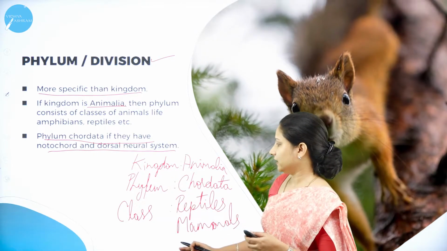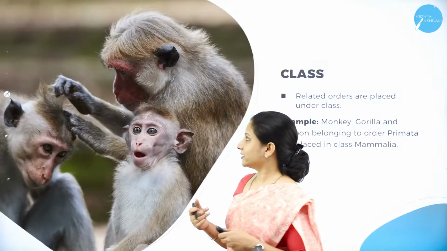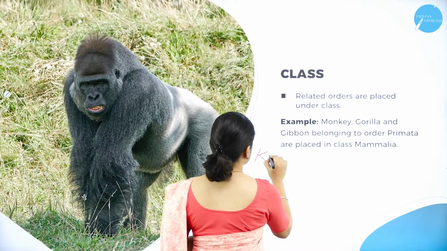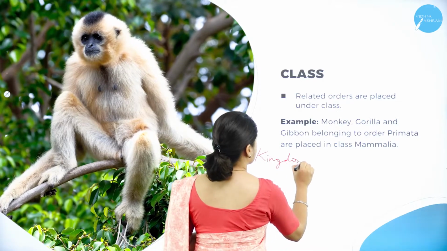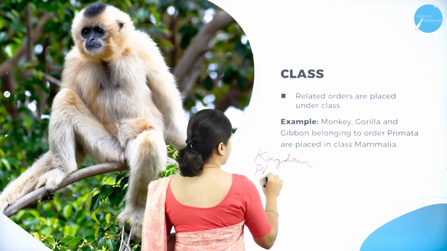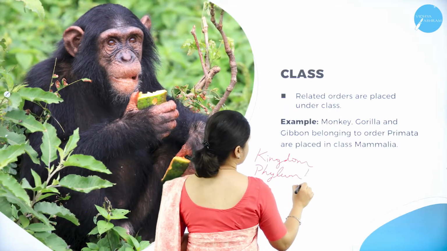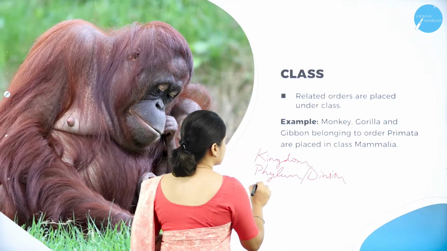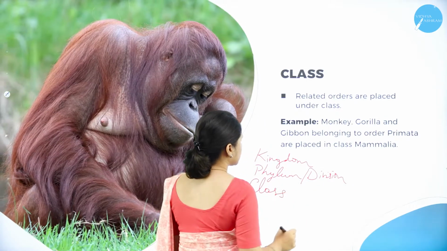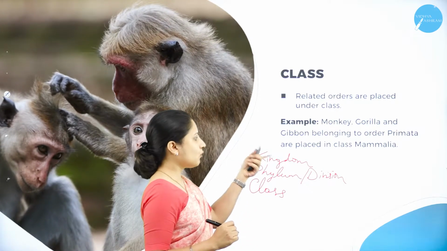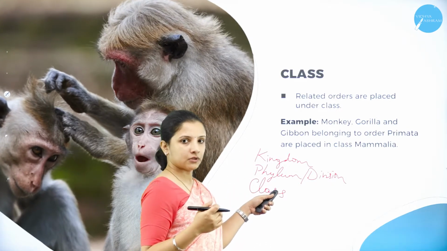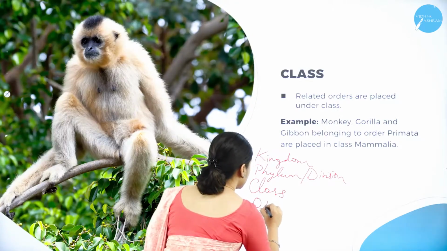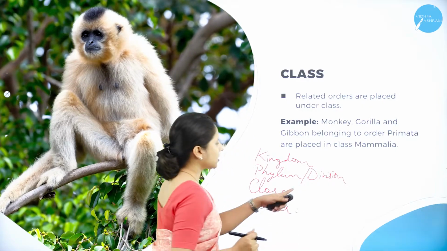We have discussed phylum. So let's discuss the class next. After class, we have order. First we went with kingdom. Then we went with phylum or division, if it is plants. Then we are going with class. Class is more specific than phylum, and class is less specific than order. Whatever comes under order is put under class.